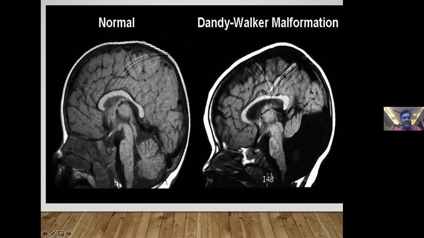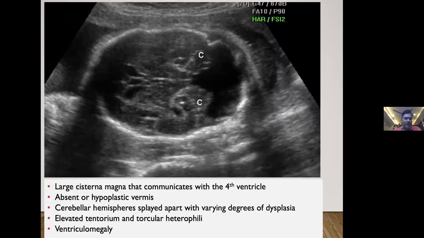In a variant, which at times you may see, you'll find that the roof is somehow communicating with this posterior part through a channel. So that is a Dandy-Walker variant. These are the different spectrum of posterior fossa abnormalities that you can see. And then nonetheless, you can just see that the cisterna magna is large and communicates with the fourth ventricle. Again, that's a Dandy-Walker variant. And some amount of vermian hypoplasia can be seen along with splaying of the cerebellar lobes.